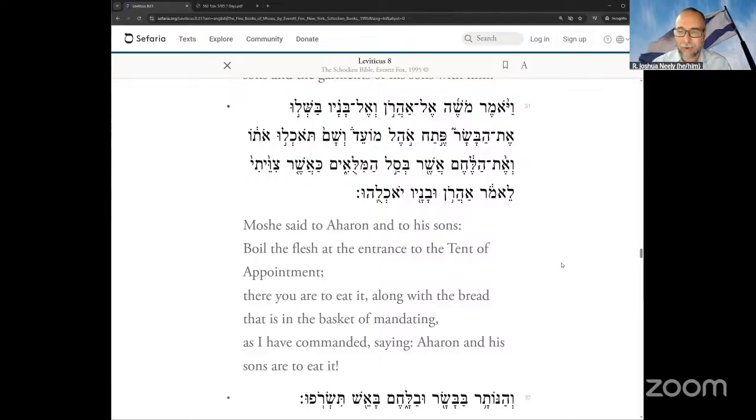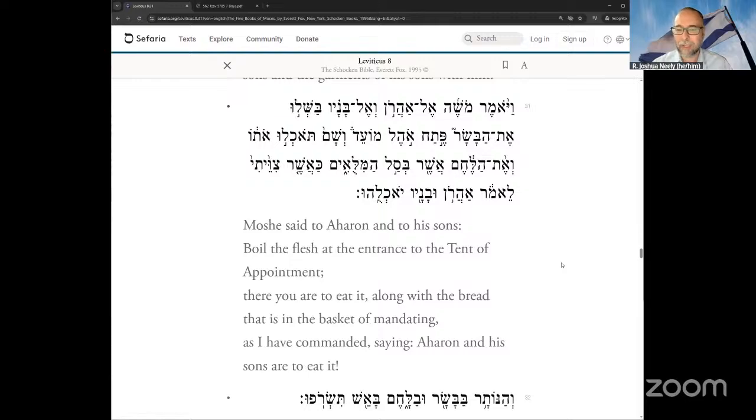And they are going to be there for this period, and they will be eating from this basket of mandating. I love the English here. Fox makes it sound very awkward, which is what it should sound like. So let's just briefly talk about this word miluim.